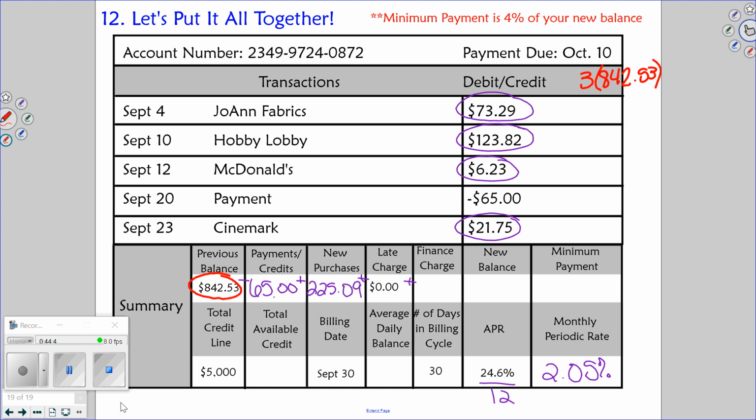It's not a trick question, guys. My next would be $915.82. All right, I just added on the $73.29 to the previous balance. How many days did it sit at 915.82 before I made another purchase? September 4th, 5th, 6th, 7th, 8th, 9th. Yeah, the 10th it changed again. So 6 days it sat at that balance.